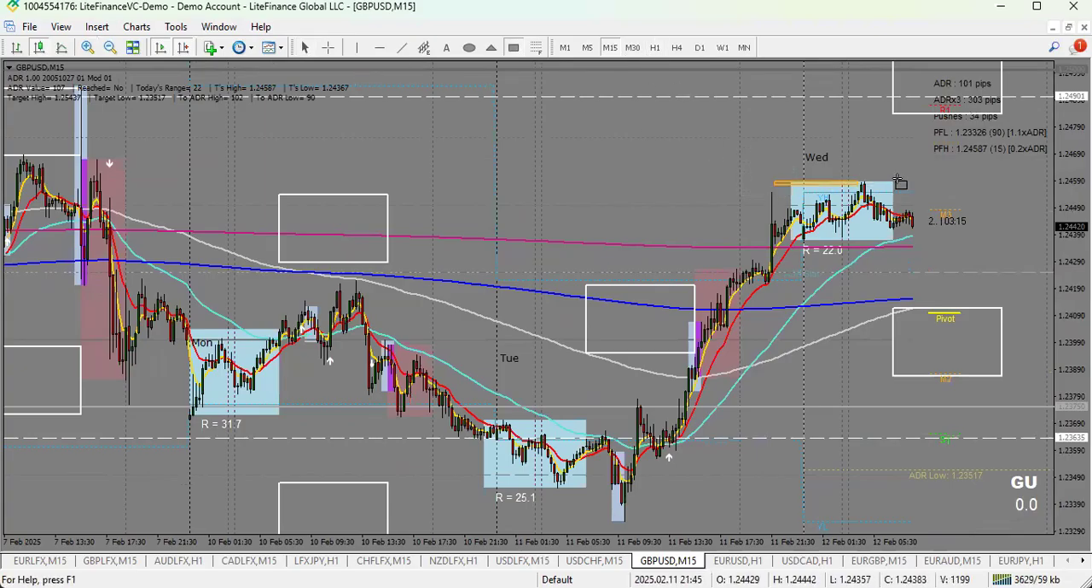So I'll draw a box around this point to show that the market will remain there right now. So that is GBP USD, also known as the cable. And let us look at gold and USDJPY.